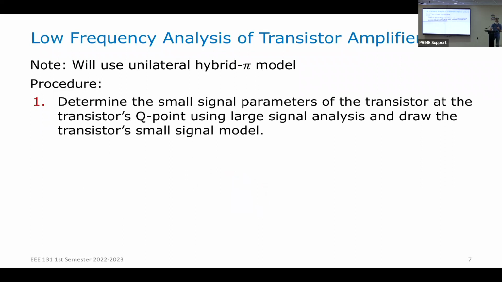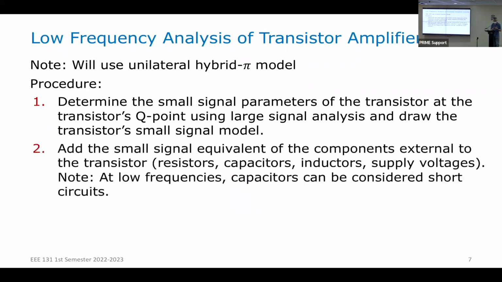Okay, let me get rid of that. That's step 1. Step 2, you add the signal equivalent of the components that are external to the transistor. In step 1, we only draw the small signal equivalent of the transistor. In step 2, we add the small signal equivalent of our other components. These are our capacitors, inductors, resistors, and our supply voltages.